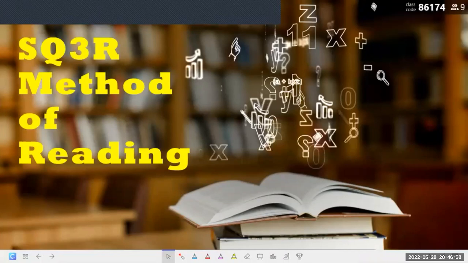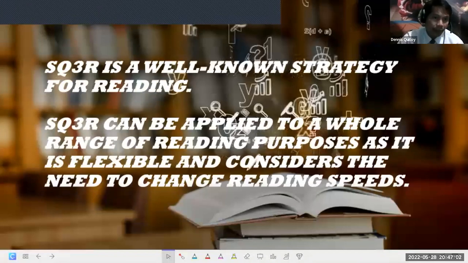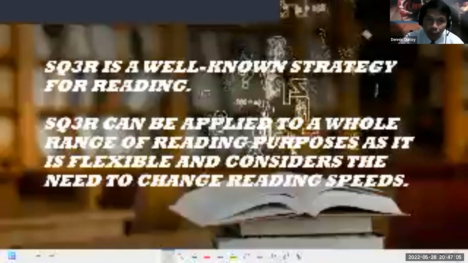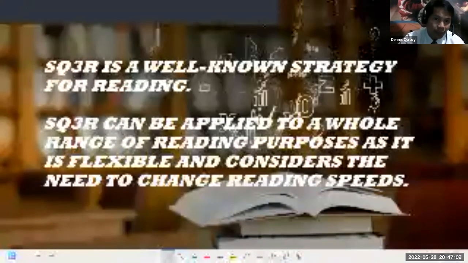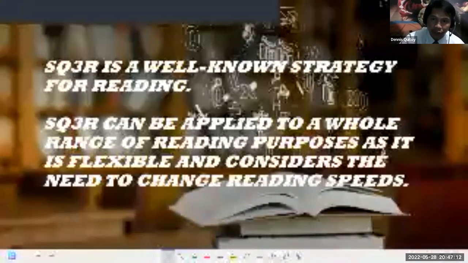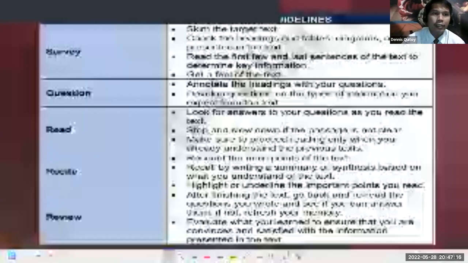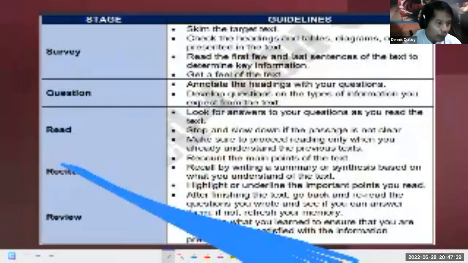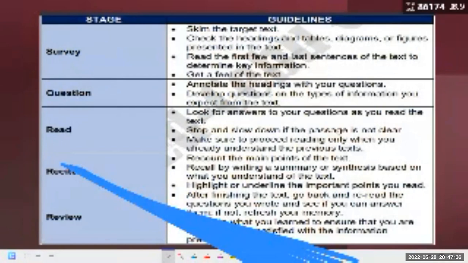SQ3R is a well-known strategy for reading. SQ3R can be applied to a whole range of reading purposes as it is flexible and considers the need to change reading speeds. So this is SQ3R: survey, question, annotate, read, recite, review. Can you still see the screen? Okay, very good. So this is the SQ3R method. Next is the KWL method of reading.